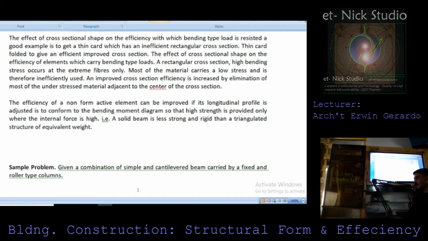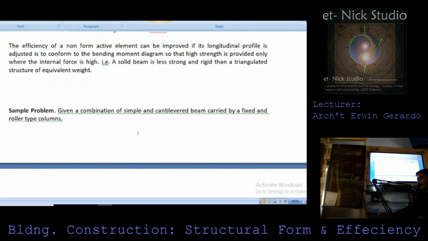So the effect of cross-sectional shape on the efficiency of elements which carry bending type loads. In a rectangular cross-section, high bending stress occurs at the extreme fibers only. Most of the material carries a low stress and is therefore inefficiently used. In an improved cross-section, efficiency is increased by elimination of most of the under-stressed material adjacent to the center of the cross section.